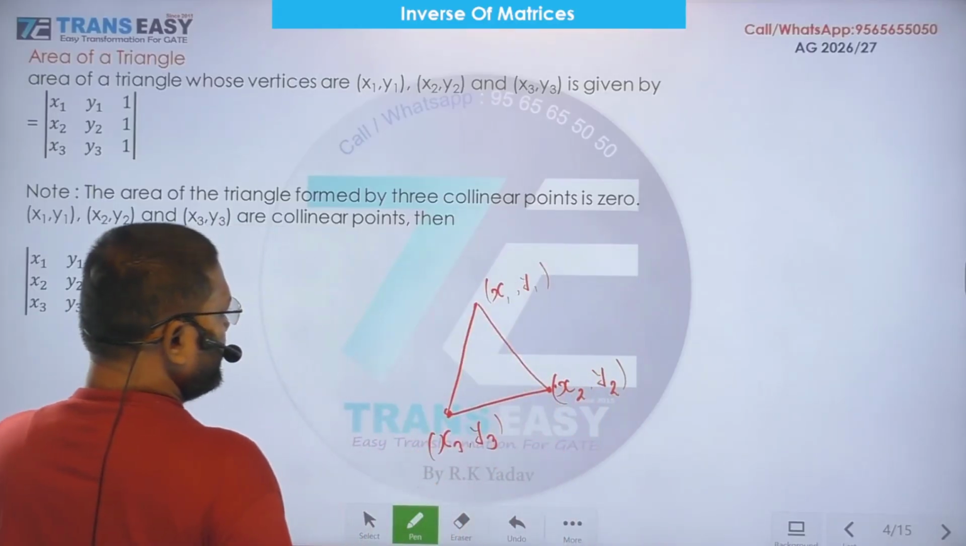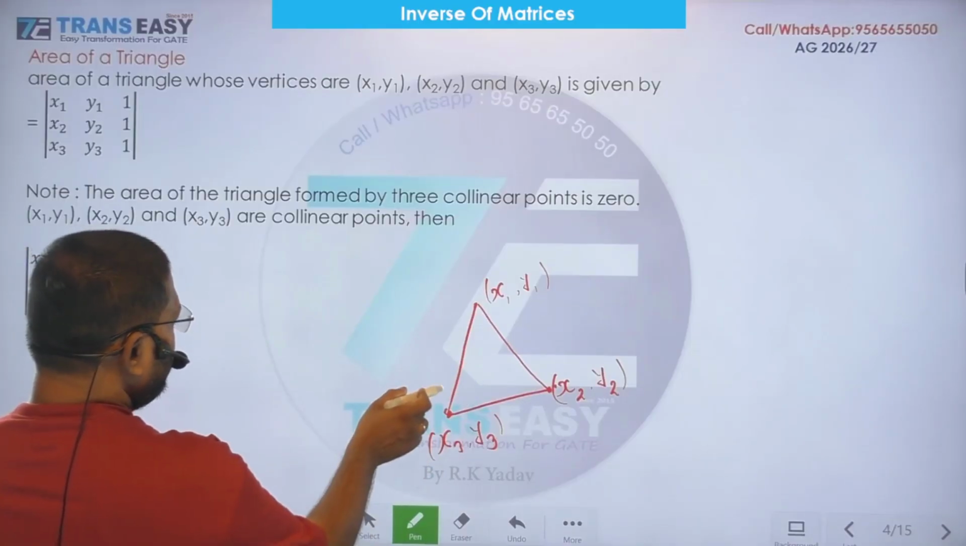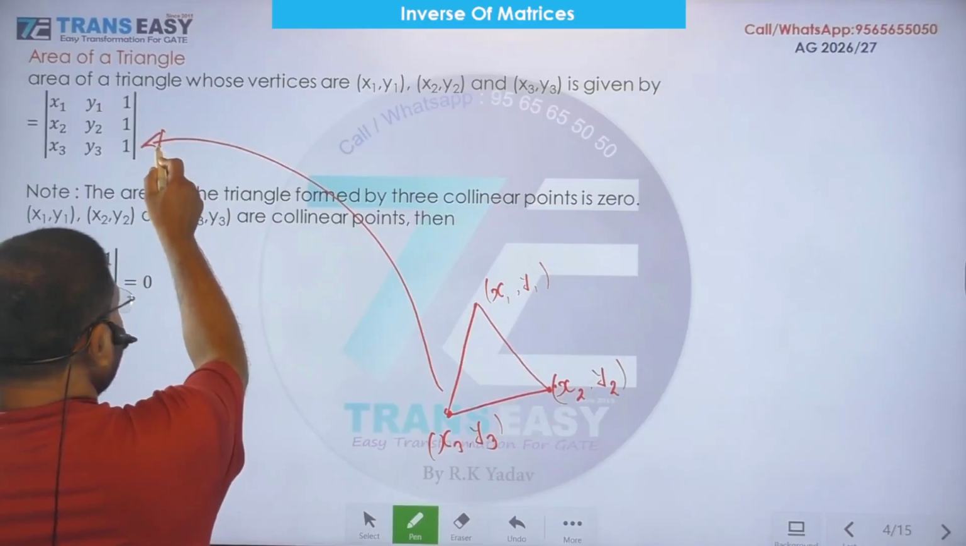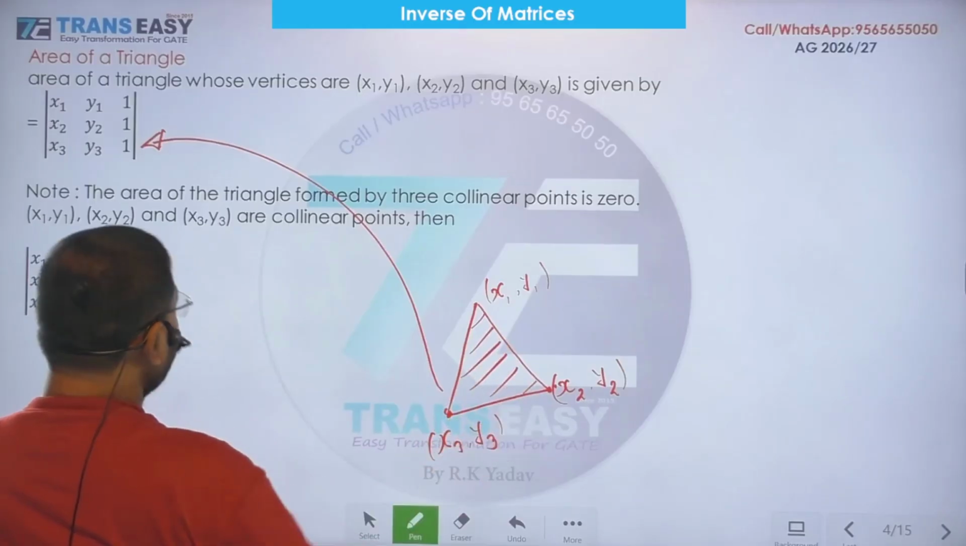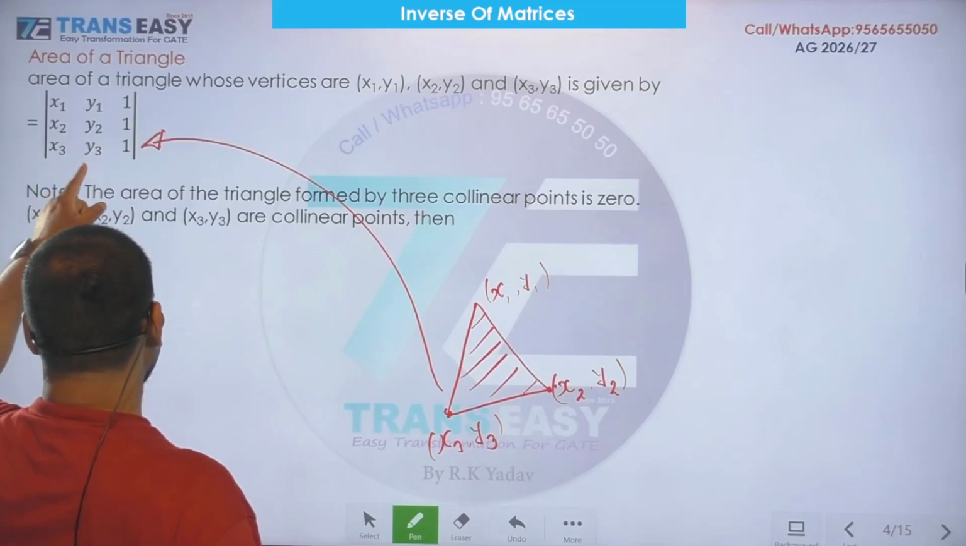Arrangement of coordinates of vertices of the triangle in this determinant gives the area of this triangle: x1, y1, 1, x2, y2, 1, x3, y3, 1.